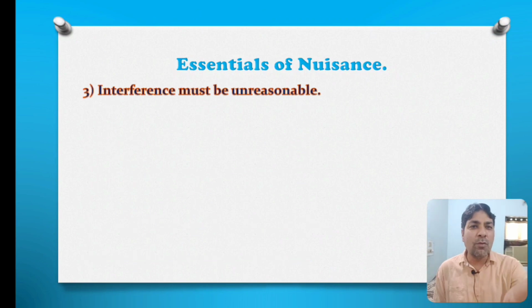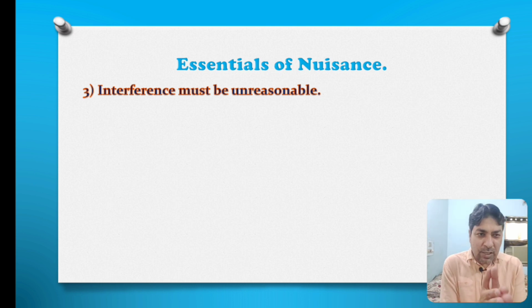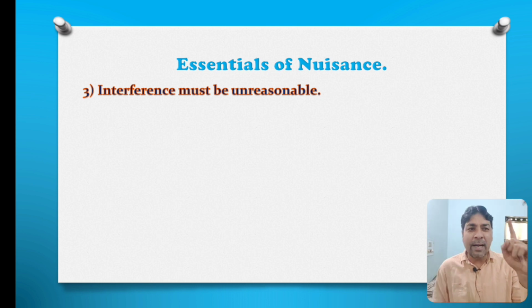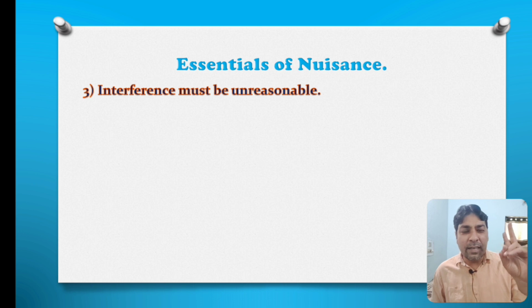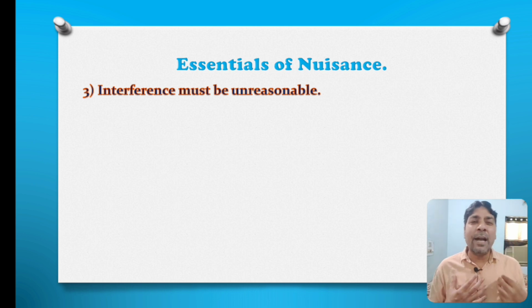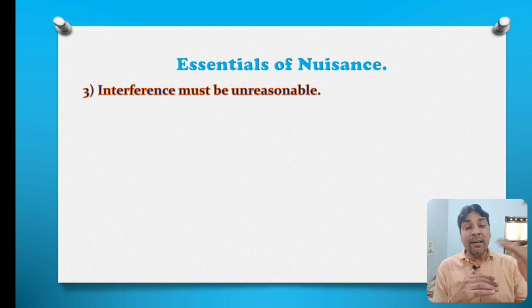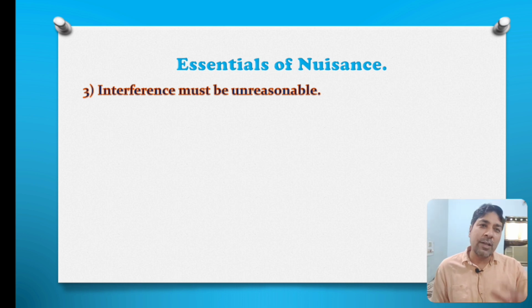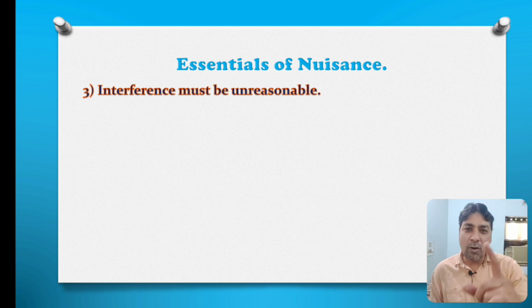And now we will move towards the third essential, that is, interference must be unreasonable. We have discussed two essentials. Right to use or enjoyment of land is the first essential, the second one is interference, and the third one is interference must be unreasonable. Suppose I have a right to use or enjoyment of land, and there is an interference, but that interference is reasonable, then I will not be entitled to file a suit against my neighbor for the tort of nuisance.